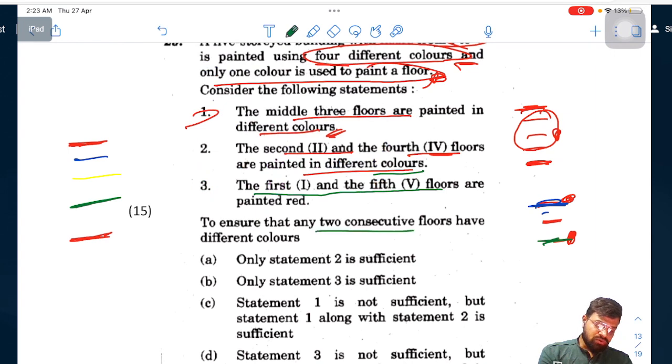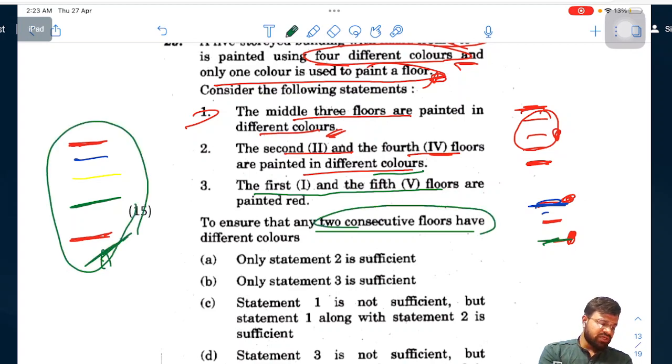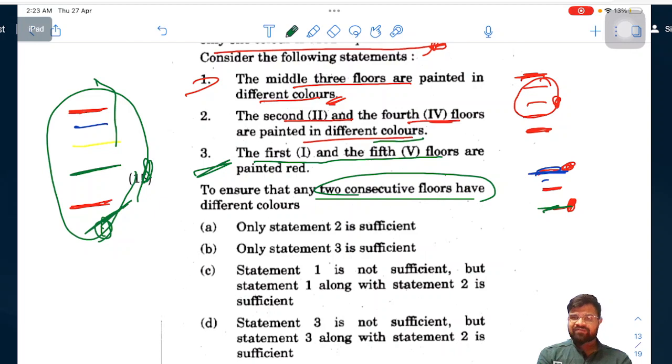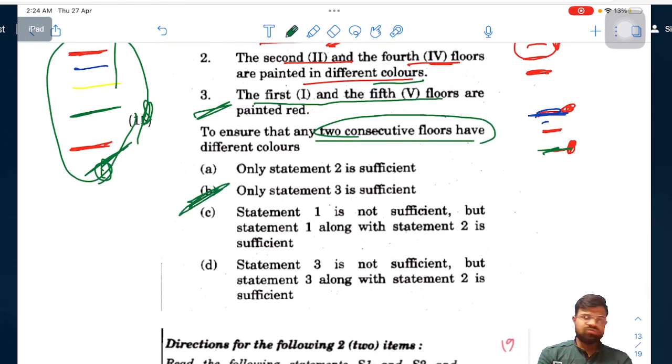Now, to ensure that any two consecutive floors have different colors, only statement three works, because based on this, four colors are used and one floor is painted in only one color. So based on this, only from the third statement do we get that no consecutive floors are the same color. Two floors have to be the same color because there are five floors with four colors, and it is giving us that the first and fifth are like this. So only statement three is sufficient.